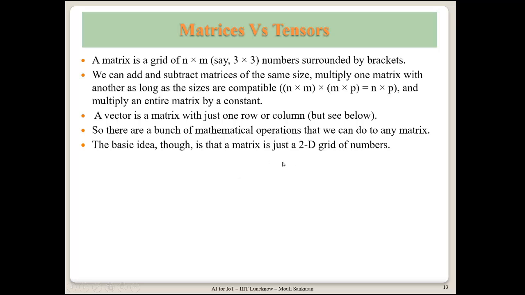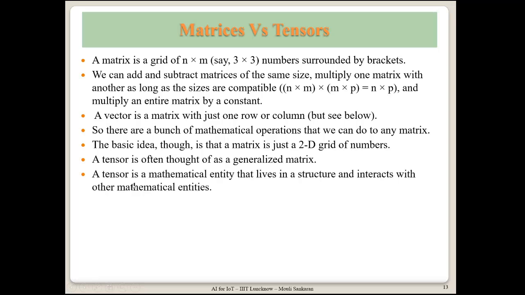Now the basic idea though is a matrix is just a 2-dimensional grid of numbers, whereas a tensor is often thought of as a generalized matrix. Okay, a tensor is a generalized matrix. So a tensor is a mathematical entity that lives in a structure and interacts with the other mathematical entities.